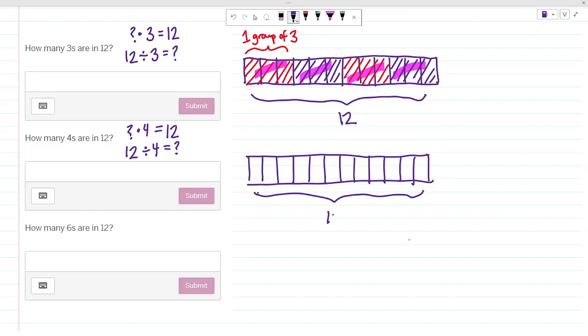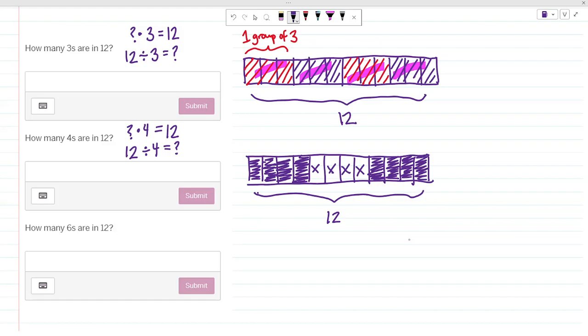Okay, so this is 12 total. Now I'm going to put it into groups of 4. So I'll take 1, 2, 3, 4. So there's one group of 4. Now I'll take 1, 2, 3, 4. There's another group of 4. 1, 2, 3, 4. So how many groups of 4 do I have in 12? How many 4s are in 12? I see 3 of them.